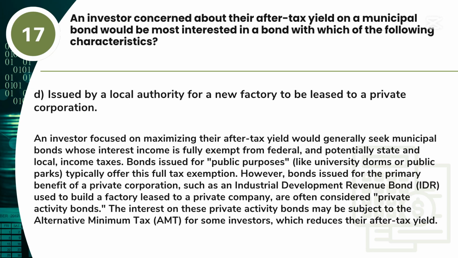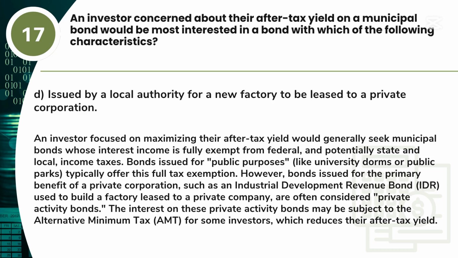Answer: D. Issued by a local authority for a new factory to be leased to a private corporation. An investor focused on maximizing their after-tax yield would generally seek municipal bonds whose interest income is fully exempt from federal, and potentially state and local, income taxes. Bonds issued for public purposes, like university dorms or public parks, typically offer this full tax exemption.